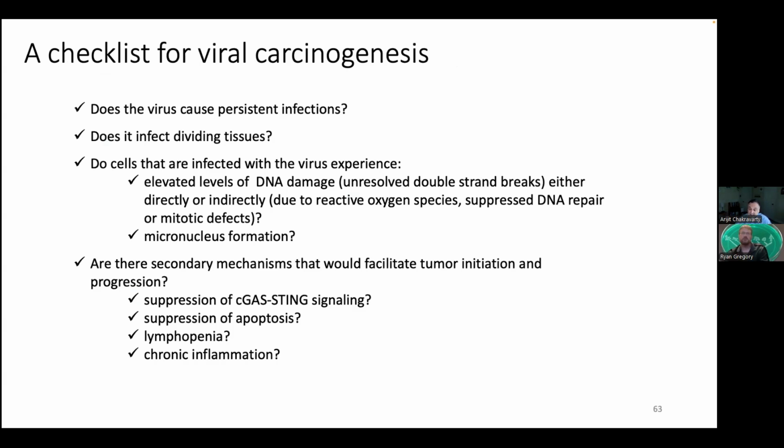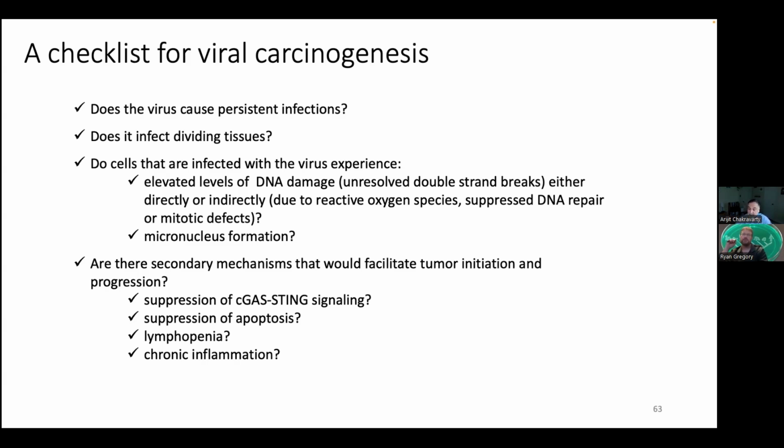And what is it? Does the virus cause persistent infections? Does it infect dividing tissues? We showed that every single one of the oncogenic viruses does in fact do these things. And then, do the cells that are infected with the virus experience insults that we discussed in the previous talk that are known to be carcinogenic? And those insults are elevated levels of DNA damage, specifically unresolved DNA double-strand breaks, and micronucleus formation.